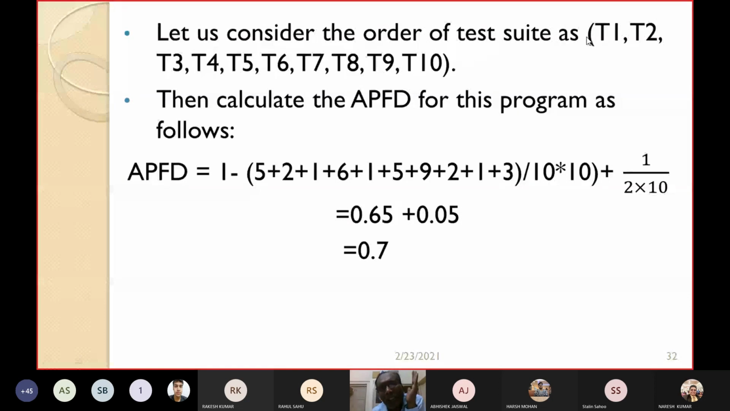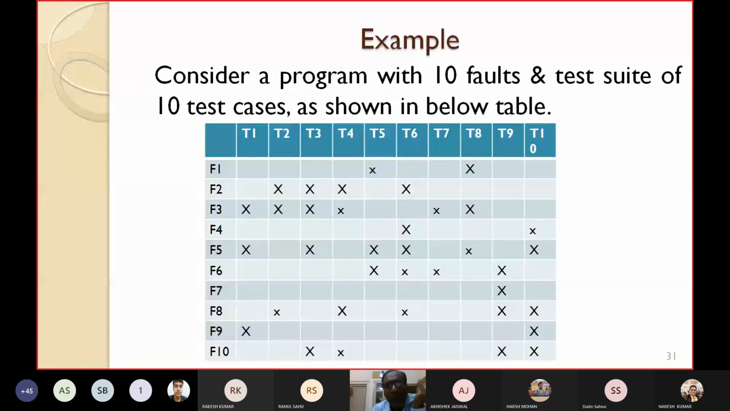This is on order, on prioritize. You prioritize according to your own convenience. Find out the FPFD values, and you have to take the help of this table and see for which priority value you are getting better FPFD. Better FPFD means better rate of fault detection.